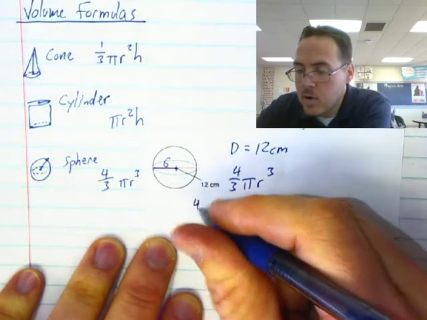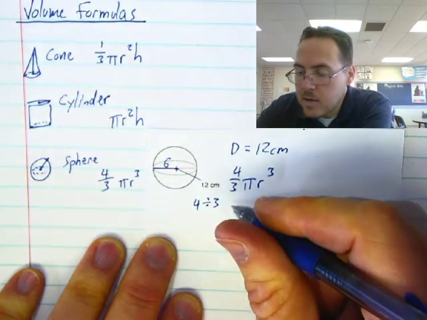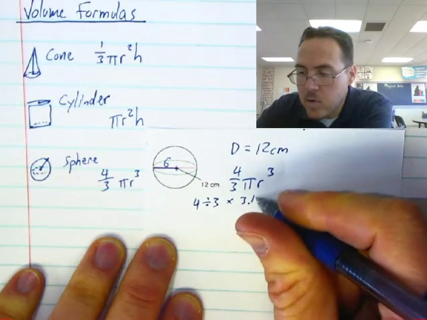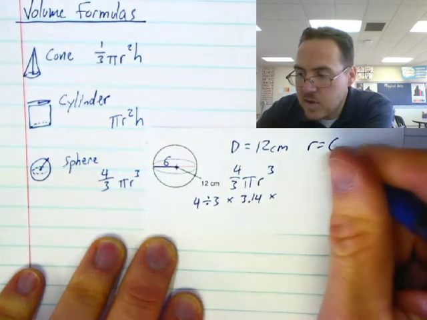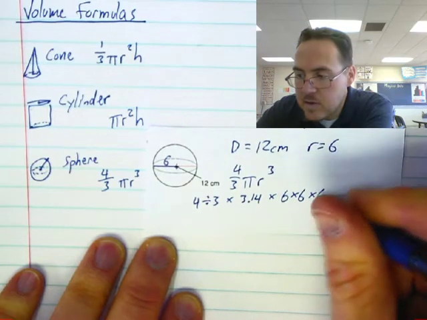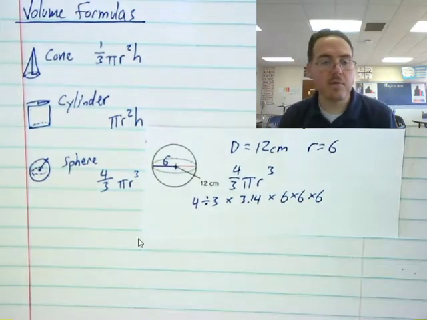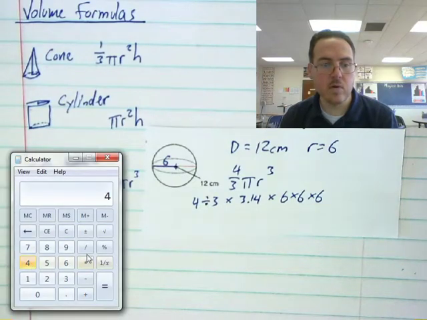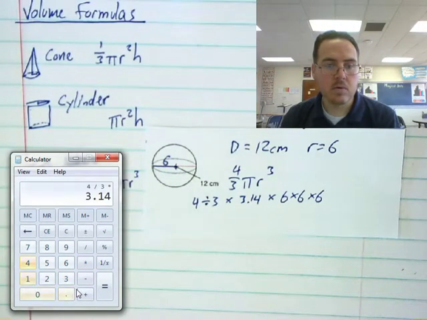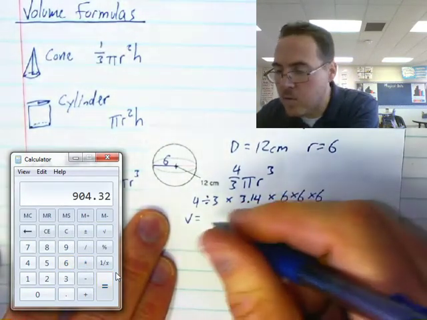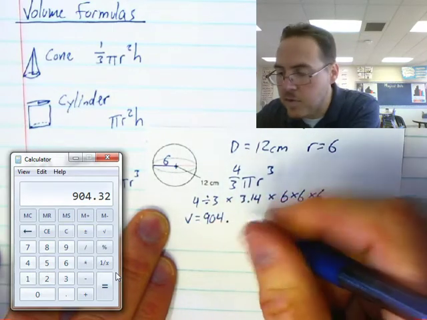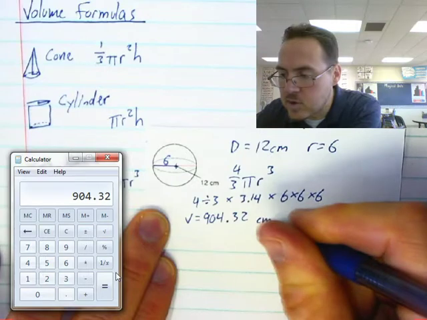Okay, well now we can go ahead and replace letters in our formula. So that'd be 4 divided by 3 times pi, which is 3.14, times the radius 3 times. We just figured out the radius is 6, so that'd be times 6, times 6, times 6. And that would be the volume of the sphere. So let's see what that is. What is 4 divided by 3 times 3.14 times 6 times 6 times 6? So the volume of this guy would be 904 and 3200ths centimeters cubed.